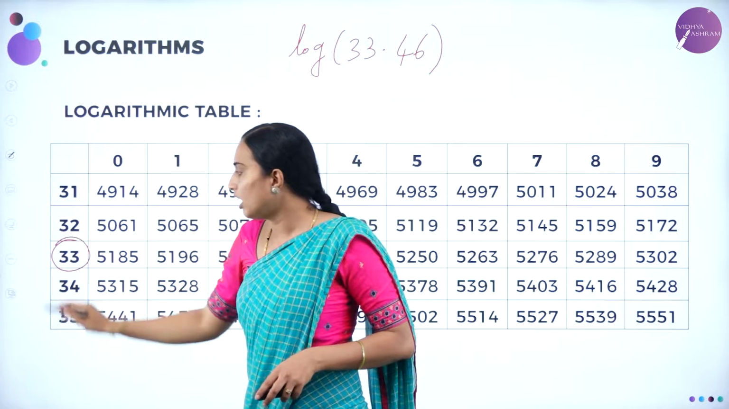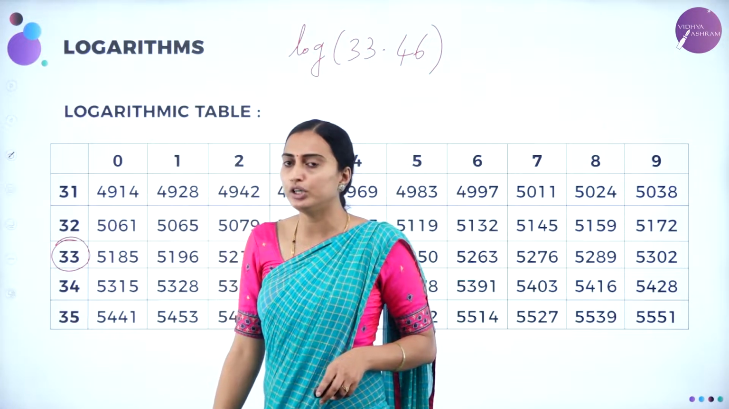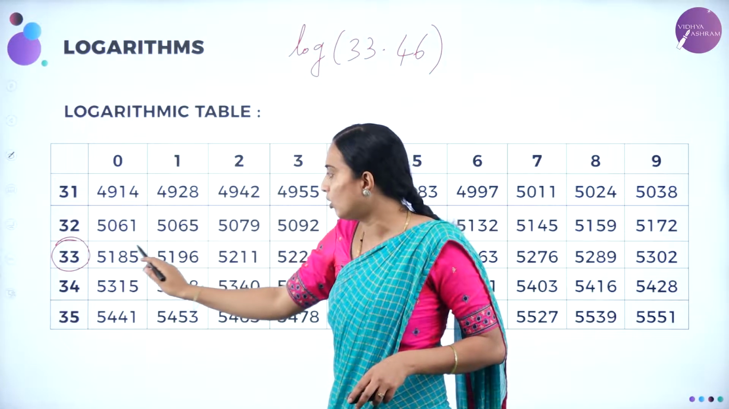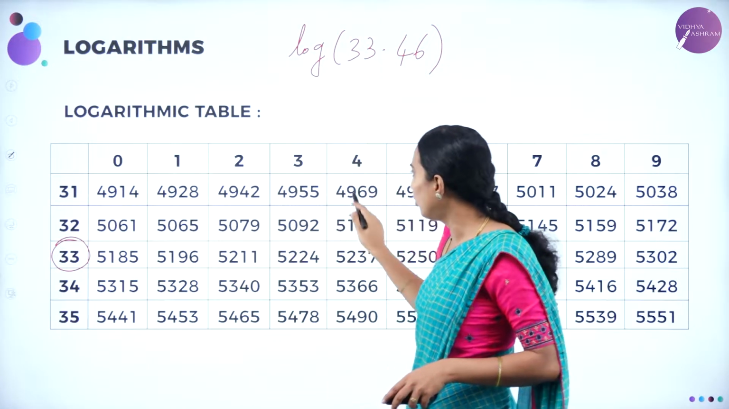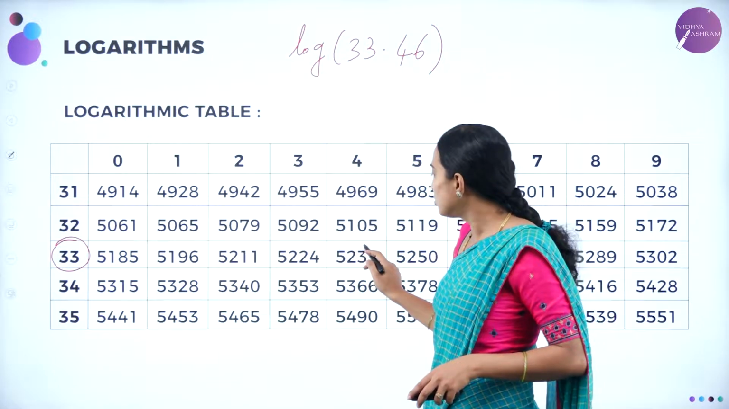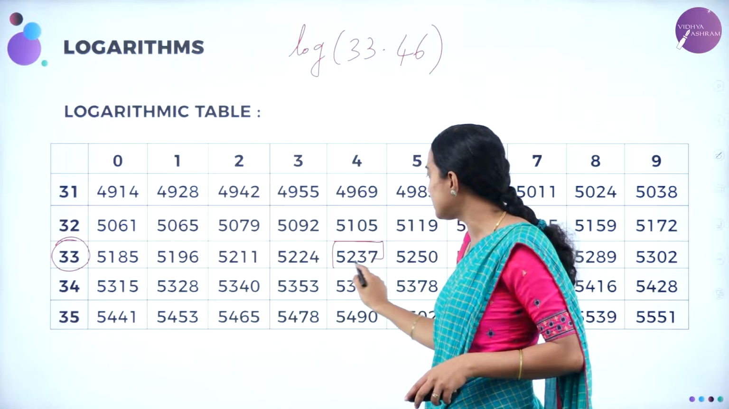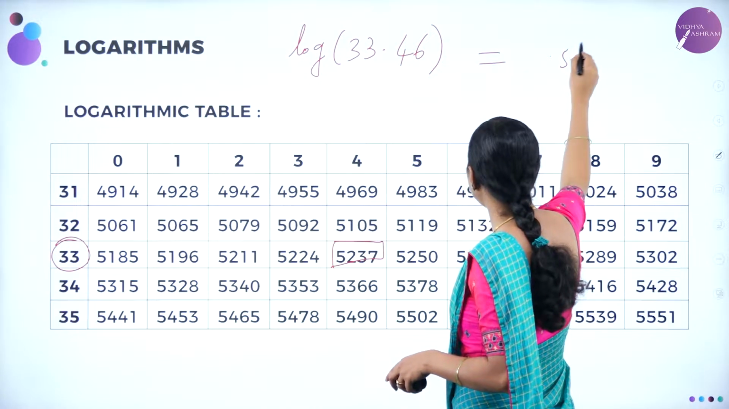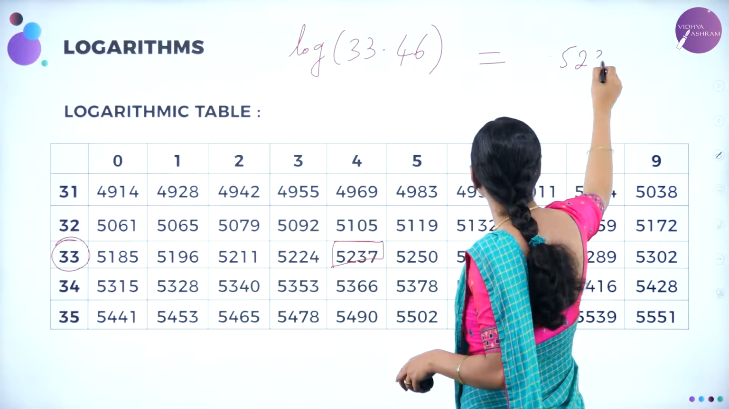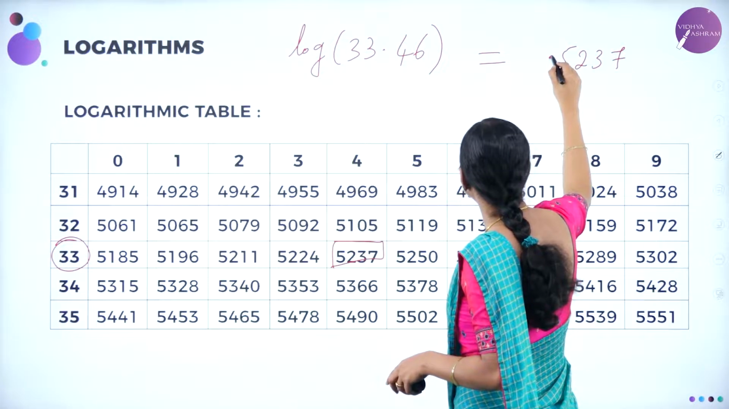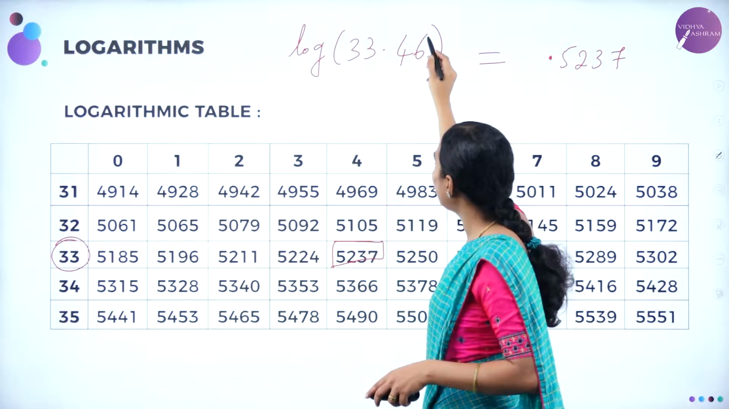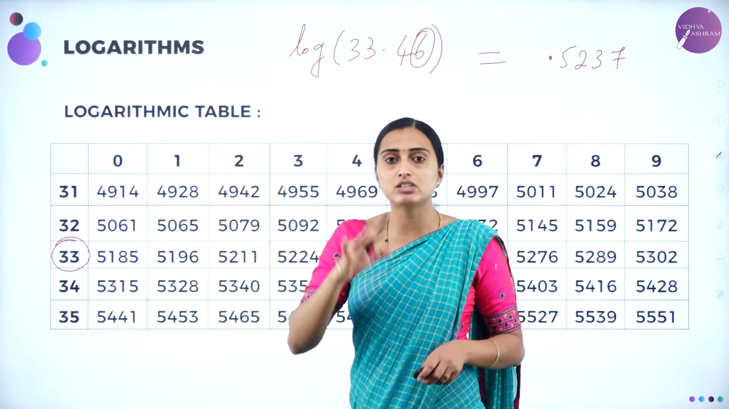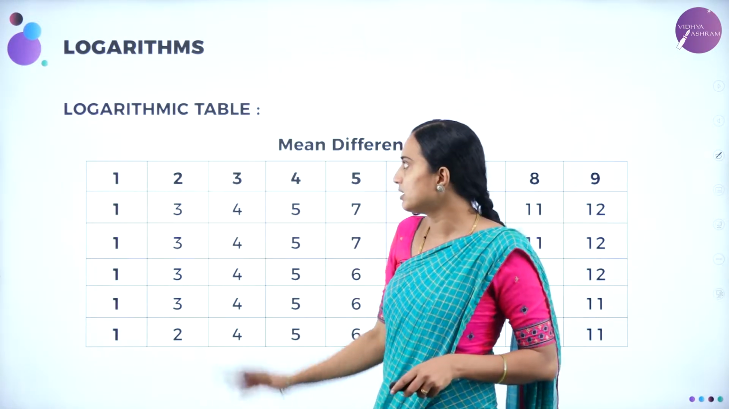Now, where is the 4? 4 means you are going to move to the 4th column, that is 0, 1, 2, 3, 4. So here you are going to have 4. The 4th column is 5, 2, 3, 7. So therefore you are going to write it here as 0.5237. Okay, let me write it as it is, and then you are going to have the 6th one. 6 is nothing but the 6th column in the mean difference. What is the mean difference here?